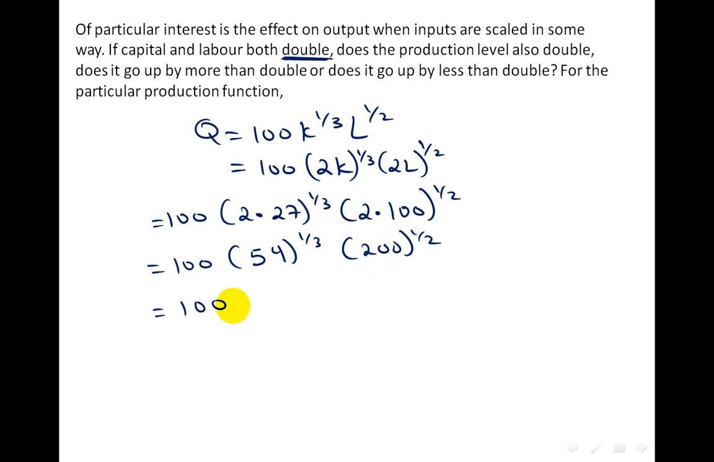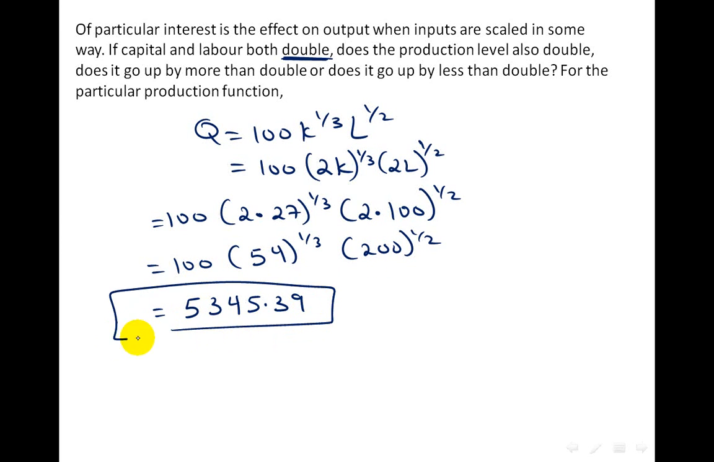So the final output was 5,345.39. This is my new output after the input was doubled. So do you think that the output is also doubled, or less than the double, or more than the double? Don't forget that the first output was, let's say that this is output 2, so the first output was 3,000. So it's obvious that it's less than the double.